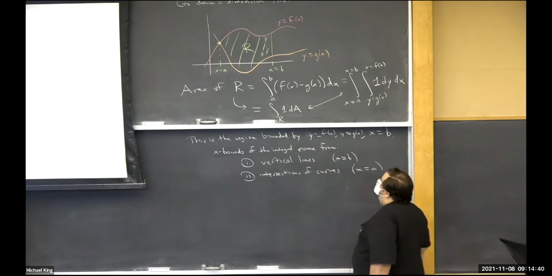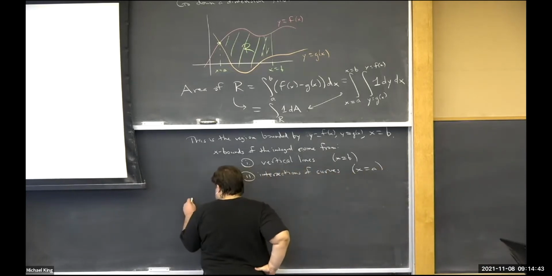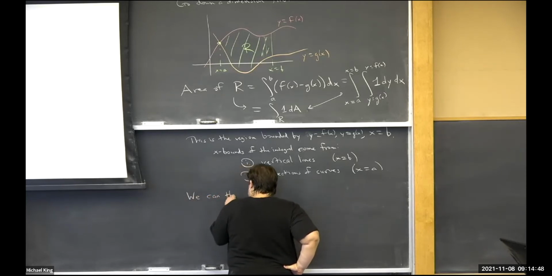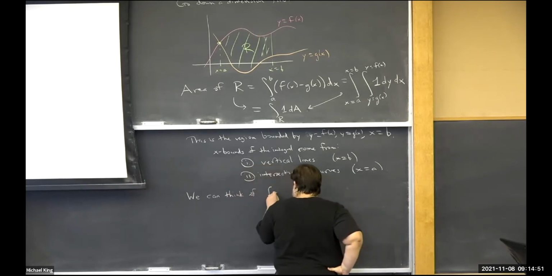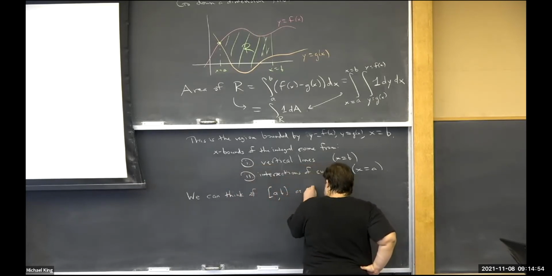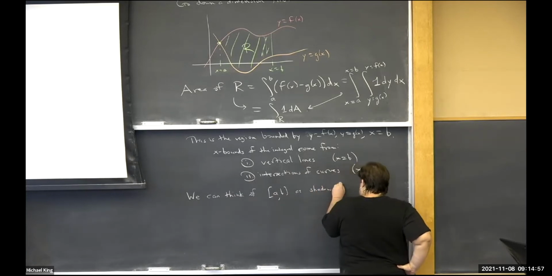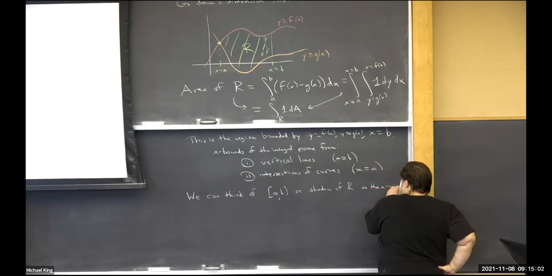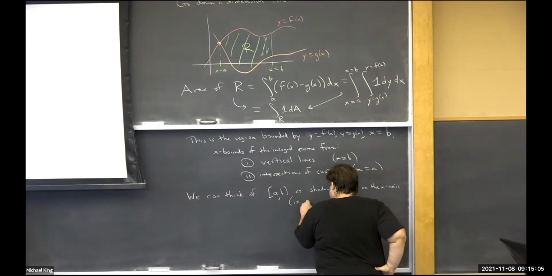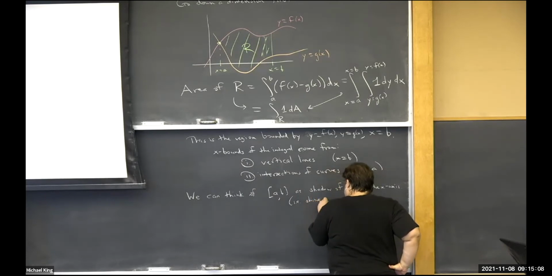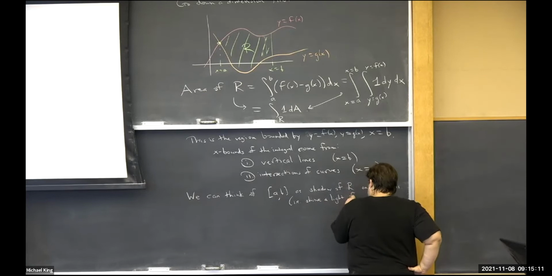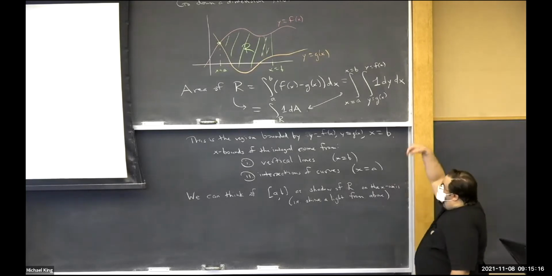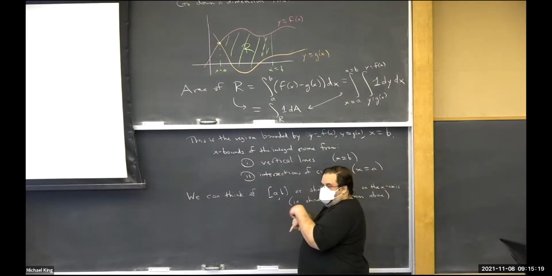And so, just again, this is all going to seem kind of silly, but it's going to make more sense when we go up a dimension. We can think of the interval from A to B as the shadow of R on the x-axis. Meaning if we shine a light from way above and we look down, all we would see is the interval from A to B.